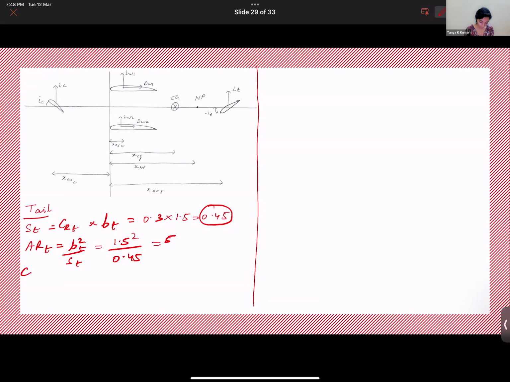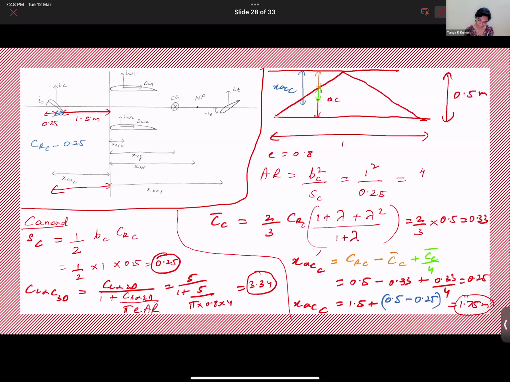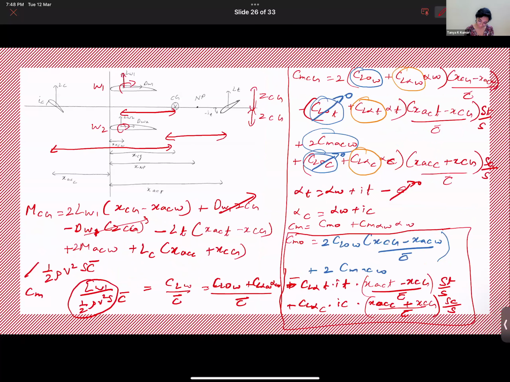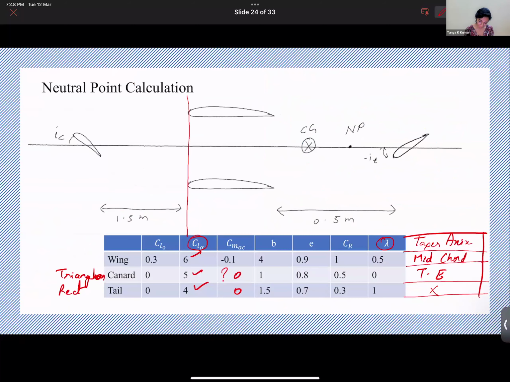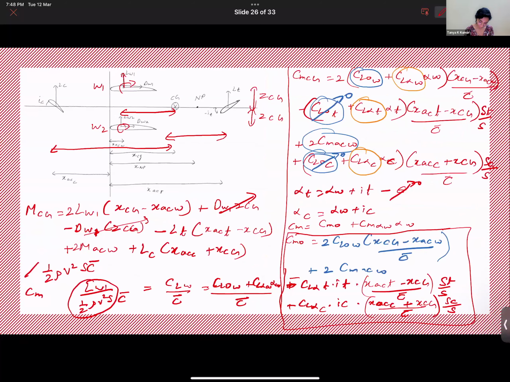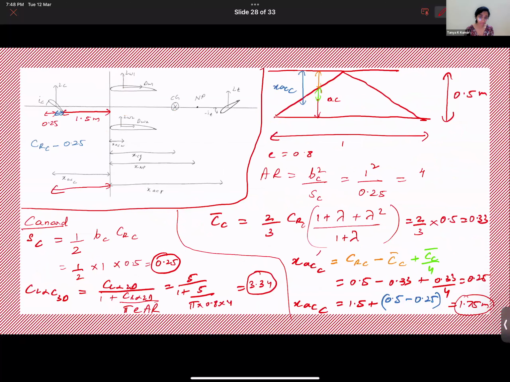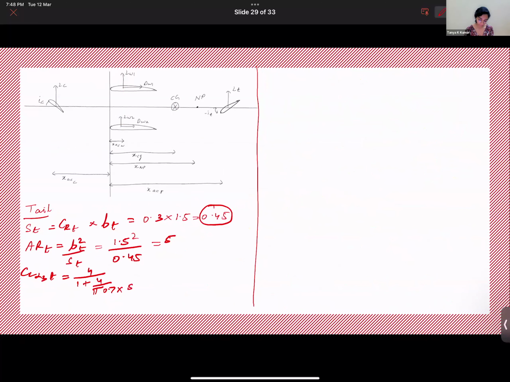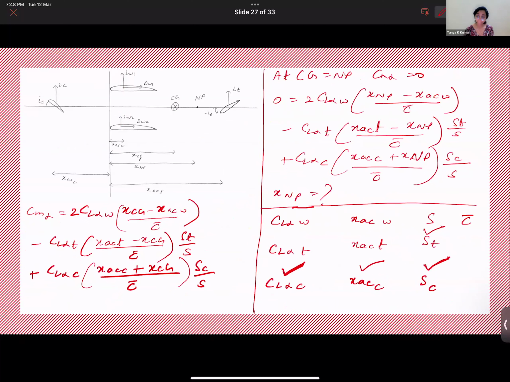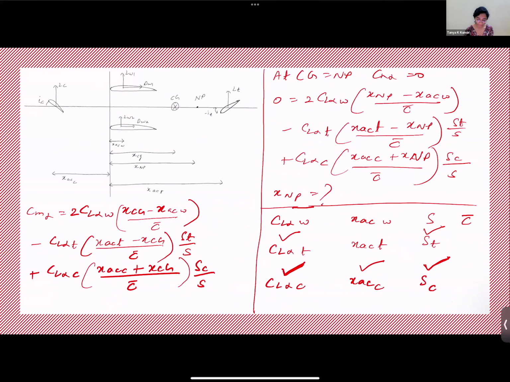So now let's do CL alpha 3D of the tail. What is the value? 4 by 1 plus 4 by pi into 0.7, into the aspect ratio, which is 5. So this value comes to 2.9. So we found out this term also. Stop me if it's confusing or if I'm going wrong anywhere, okay?